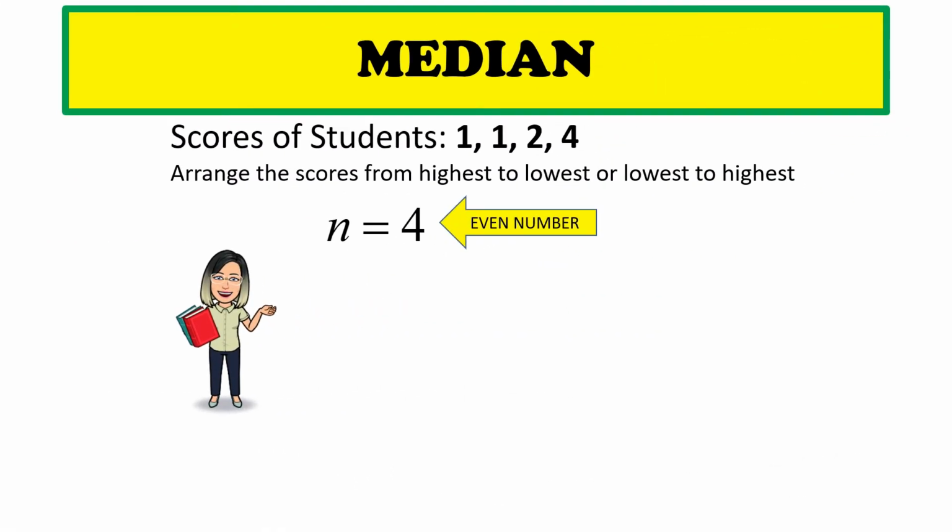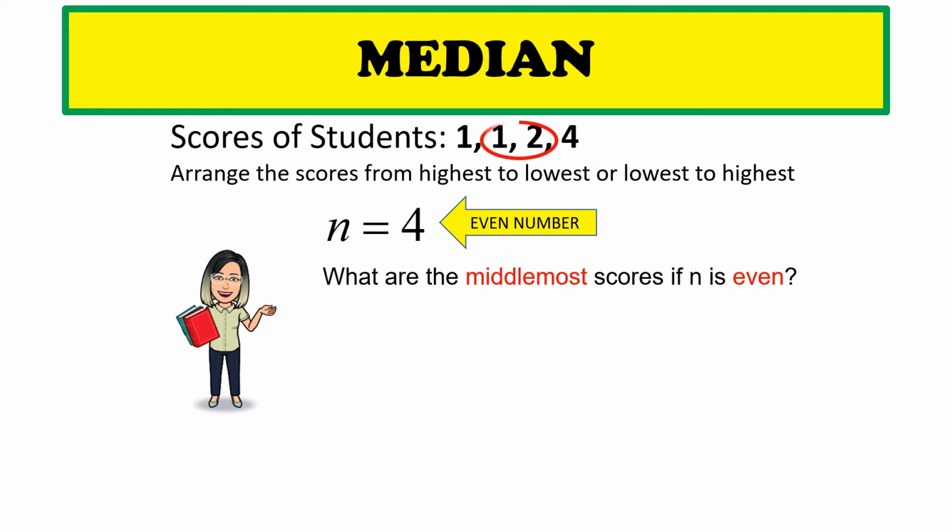We need to find the median. The scores of students are 1, 1, 2, 4. First, arrange the scores from highest to lowest or lowest to highest. n equals 4 and n is an even number. What are the middlemost scores if n is even?